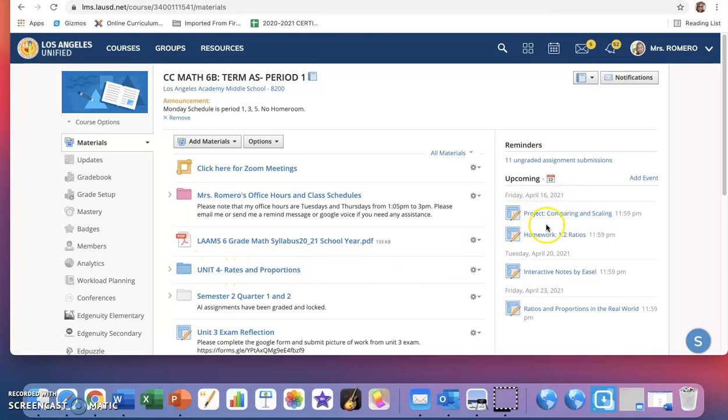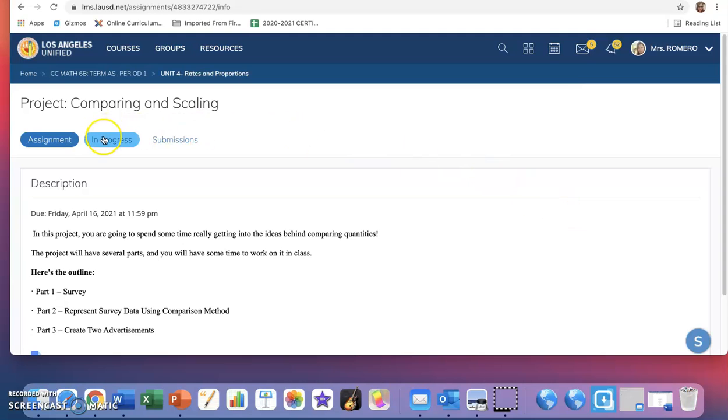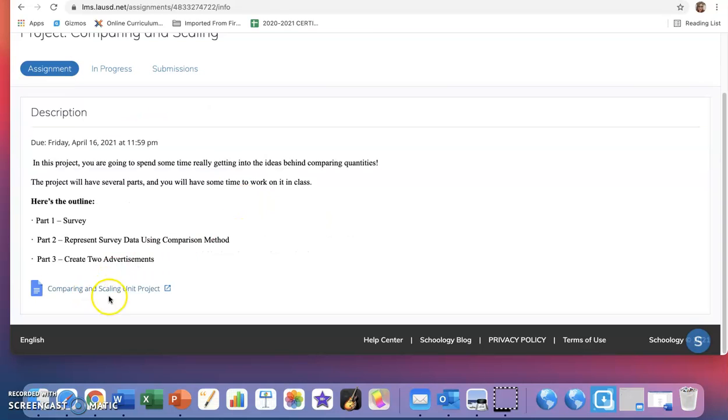And I want you to pay attention to this one right here. It's the project comparing and scaling. This is due Friday. Remember that you also have the homework that we discussed in class, which is also due this Friday, April 16th. Now, if we click on this, you will notice on yours, it's going to have my work, and that means you could get started on this document. So I'm going to go ahead and click on comparing and scaling unit project.